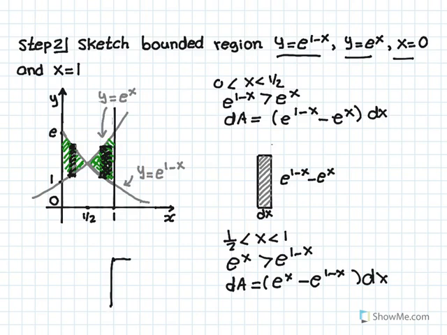Let's draw a typical rectangle for this region as well. So here's a typical rectangle. The height is going to be e to the x minus e to the 1 minus x, and the width is dx, and this is a differential area. This shaded region is a differential area.